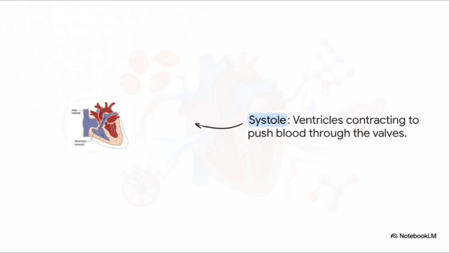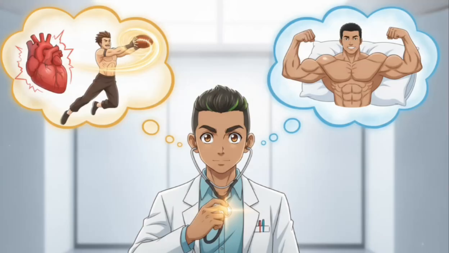And here's a cool fact. During this ventricular contraction, the tricuspid and mitral valves snap shut to prevent blood from flowing backward into the atria. That physical snapping shut of the valves, that is literally the lub sound you hear when you listen through a stethoscope. But hey, what happens when those valves don't close perfectly? Well, that brings us to heart murmurs.